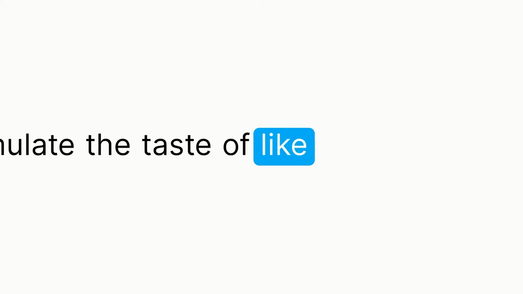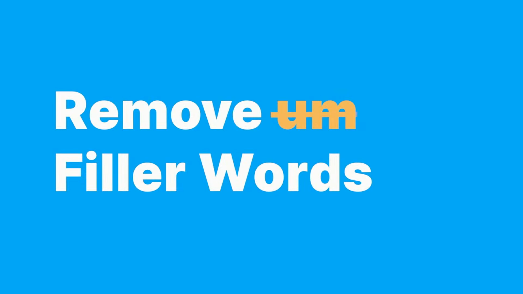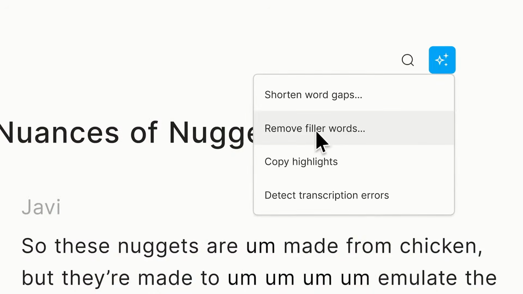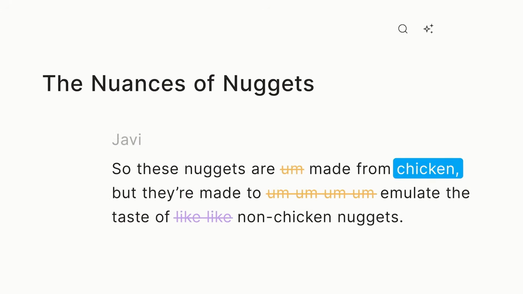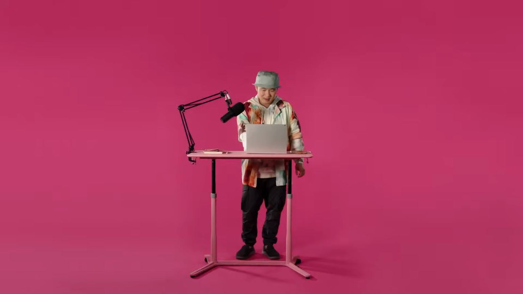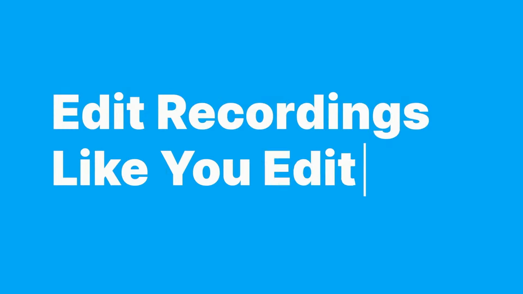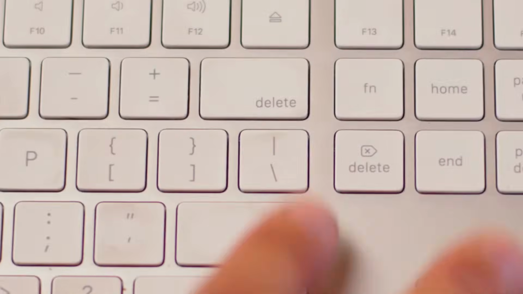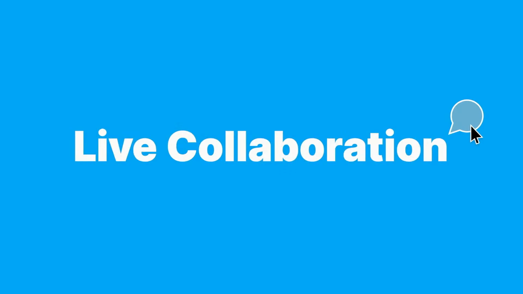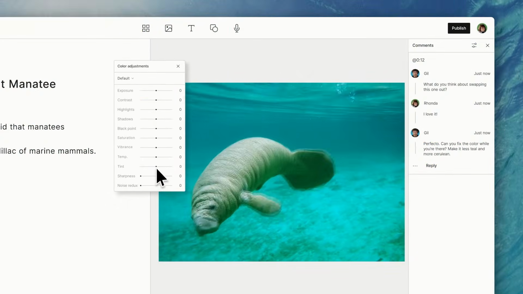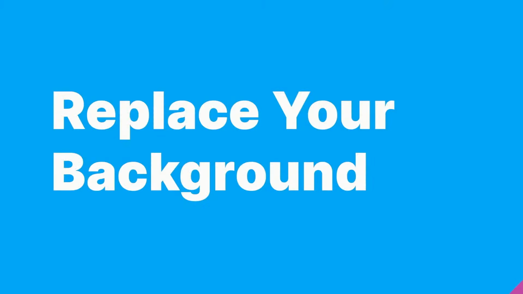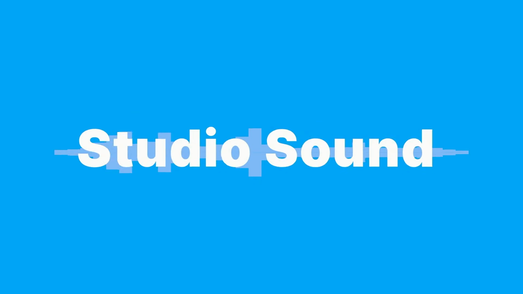Emulate the taste of like non-chicken nuggets. So these nuggets are made from chicken, but they're made to emulate the taste of non-chicken nuggets. Dope. Oh, that's much better. Edit all the blather out of your videos because my time is very precious. Oh, that's fire. Make it less teal and more Cerulean? Sure. Replace your background with something more fun? The cold void of outer space.